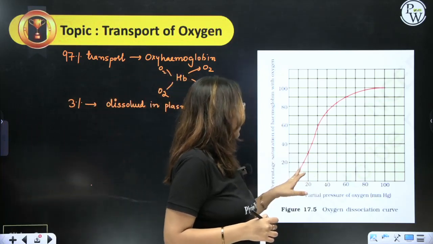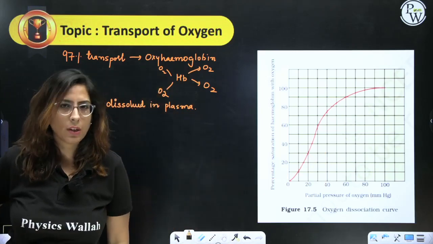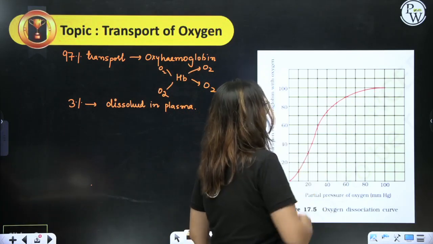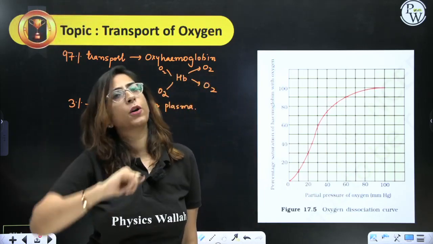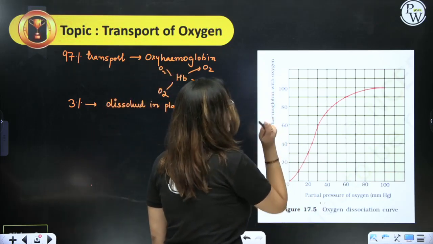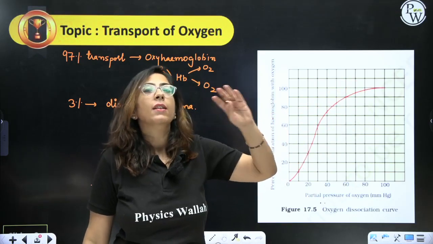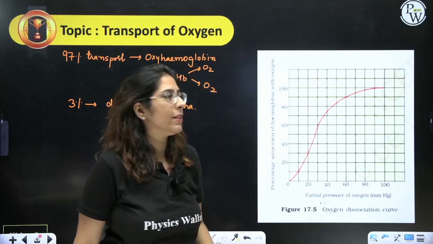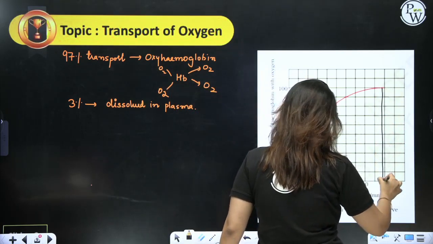Now, there is one graph given in the NCERT which gives us an idea of the oxygen dissociation curve. This particular curve goes like this. The more the partial pressure of oxygen, the more will be the saturation of hemoglobin. And look at the maximum saturation, what is that? 100%. That means hemoglobin is bound to 4 molecules of oxygen. Now our hemoglobin is 100% saturated.